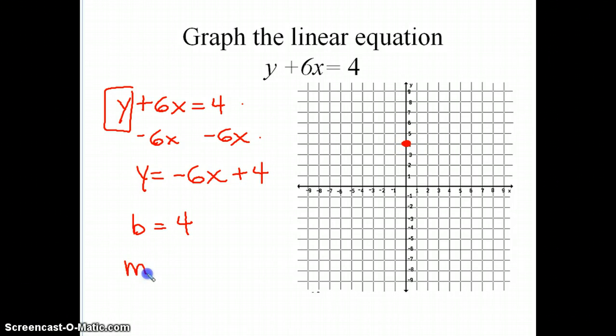Now I will write the slope. The slope is negative 6 over 1 or positive 6 over negative 1. I will use both of these to be able to graph two more points. Starting at the y-intercept, I will go down 6 units and I will move to the right 1 unit because it's positive. On this one, I will go up 6 units because it is positive, and then I will move to the left 1 unit because it is negative. I now have my 3 points, and I am able to draw my line in.